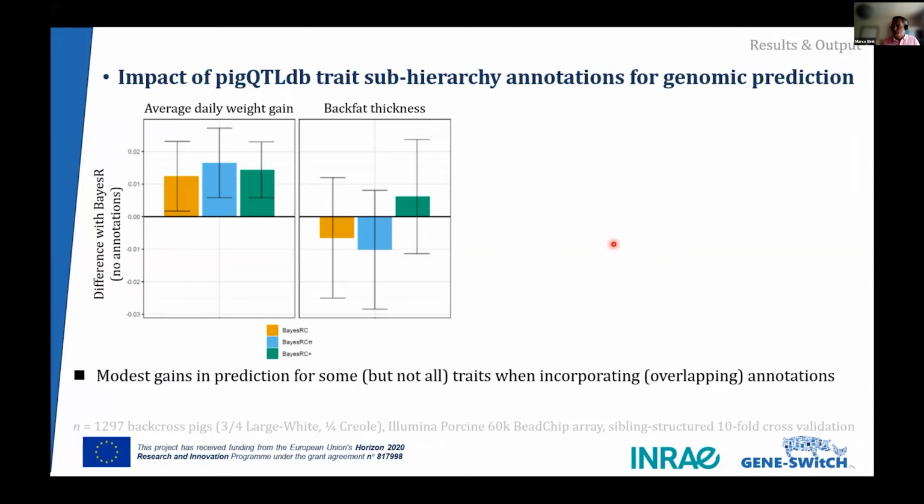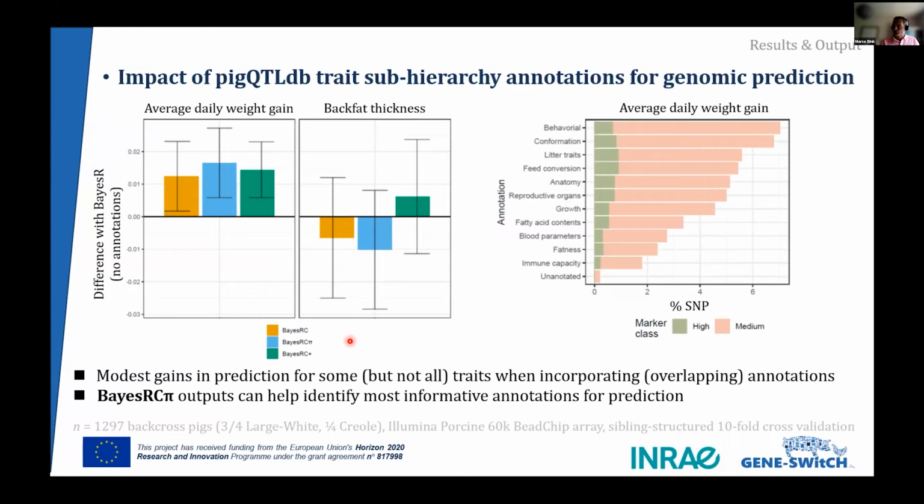I think they also applied it to a study with not data from GENE SWitCH, but other data from INRA, from other projects, where they showed that their annotations can also have an impact on the accuracy. I can't give you all the details because I was not too involved in preparing this slide. Apologies for that. And also for daily weight gain, they use these kind of annotations.